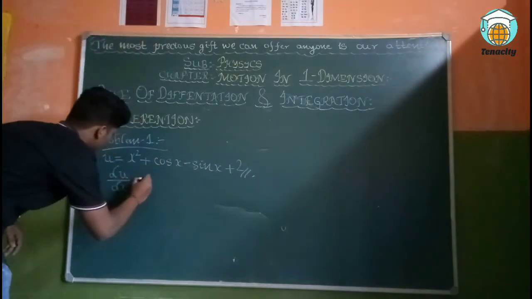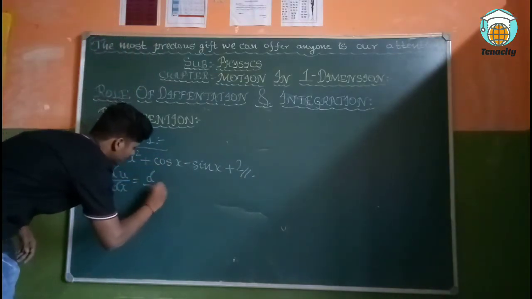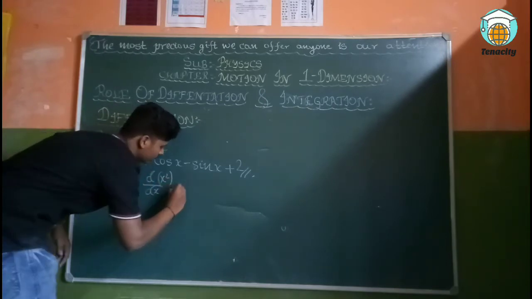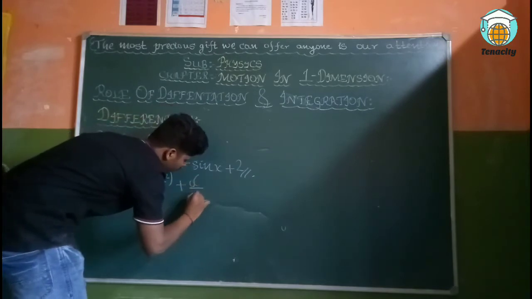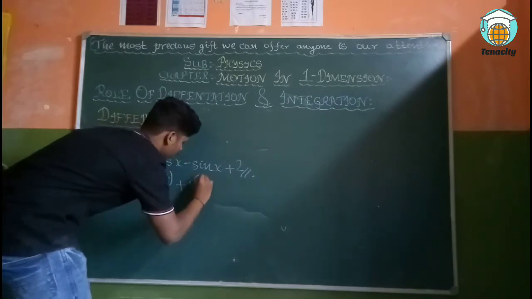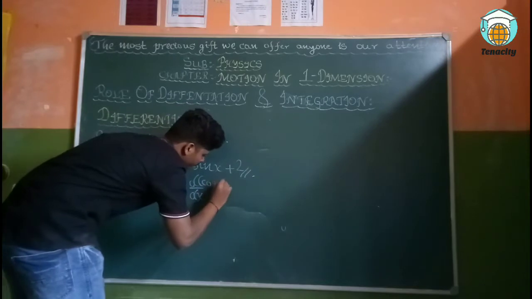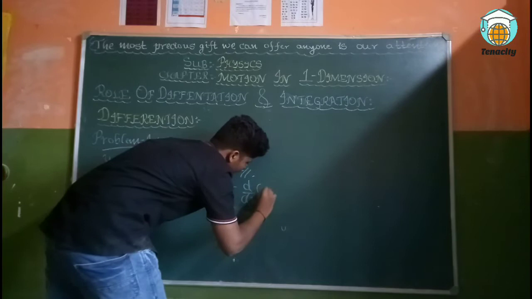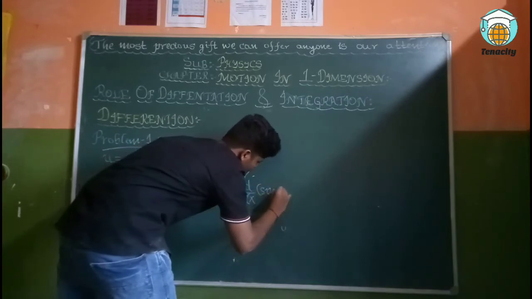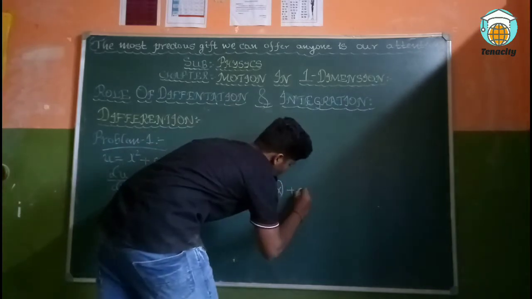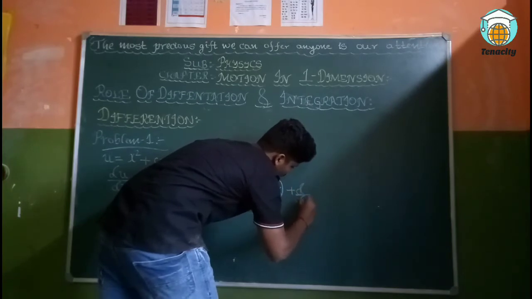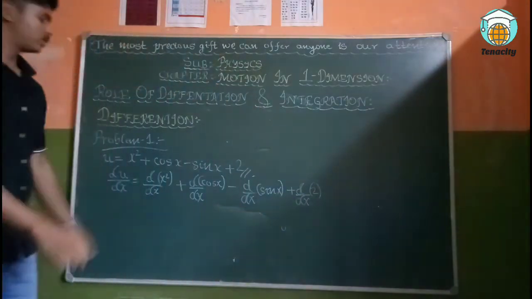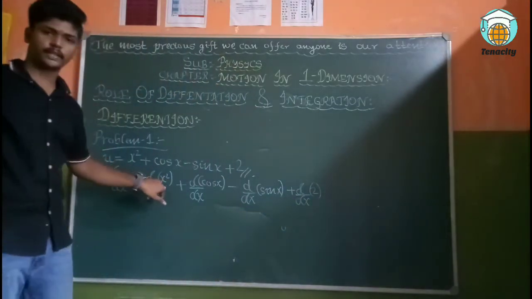So you can write it as d by dx of x square plus d by dx of cos x minus d by dx of sin x plus d by dx of constant 2. So what is the value of d by dx of x square?